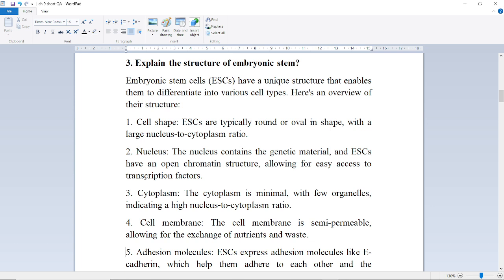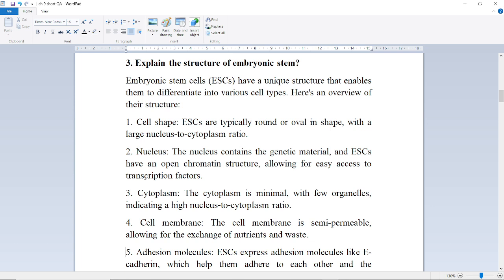Next is nucleus. The nucleus contains the genetic material, and embryonic stem cells have an open chromatin structure, allowing for easy access to transcription factors. Cytoplasm. The cytoplasm is minimal with few organelles, indicating a high nucleus to cytoplasm ratio. Cell membrane. The cell membrane is semi-permeable, allowing for the exchange of nutrients and waste.